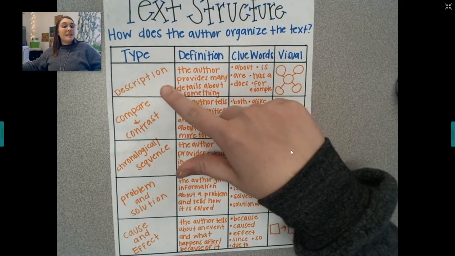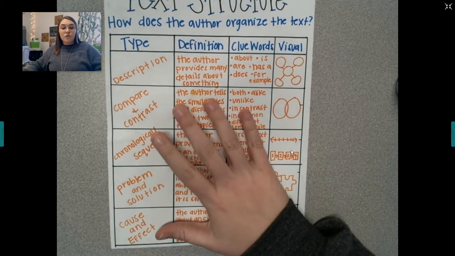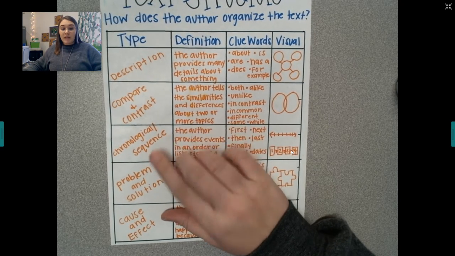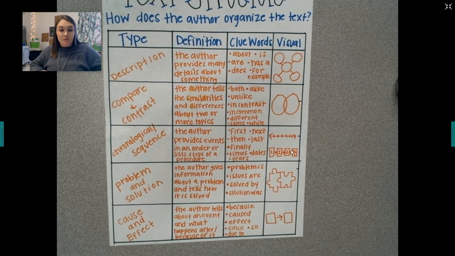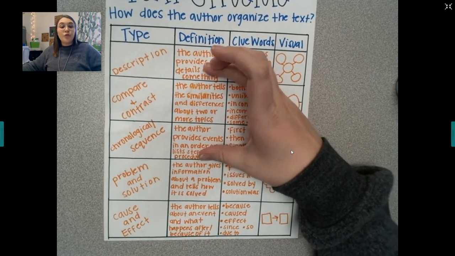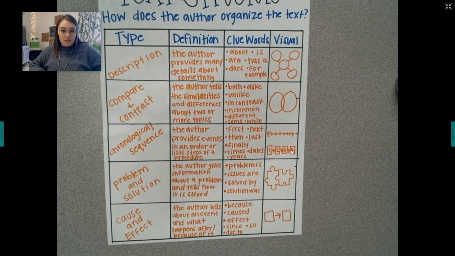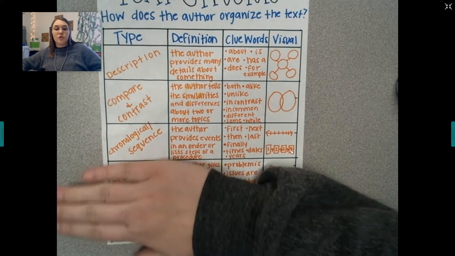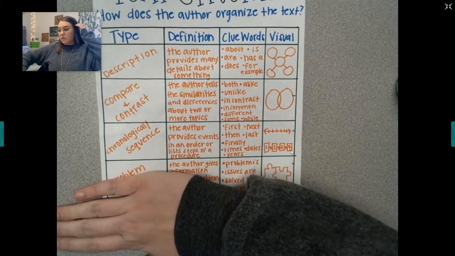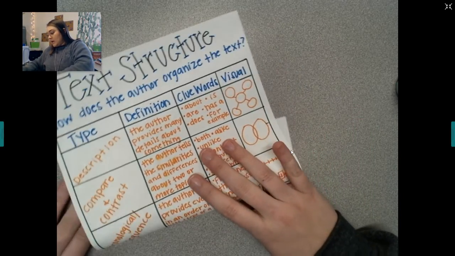They can organize it in the description. They can do compare and contrast. They can do chronological sequence. They can do problem solution, and they can do cause and effect. Well, today, guess what? We're focusing on the first 3: description, compare and contrast, and chronological sequence. We're not going to do all of them, just the first 3. So for right now, put problem solution and cause and effect in the back of your mind.